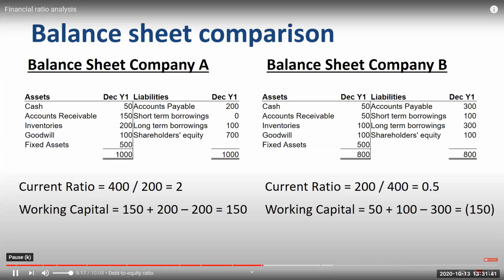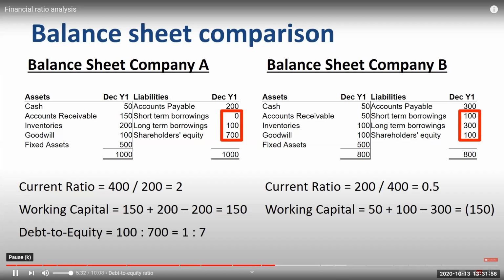The next financial ratio is all about the company's financing strategy. Does it primarily borrow money to finance operations or rely on capital provided by the shareholders? The debt to equity ratio can help you put that in perspective. For company A, 100 in borrowings, 700 in equity, so a debt to equity ratio of 1 to 7.